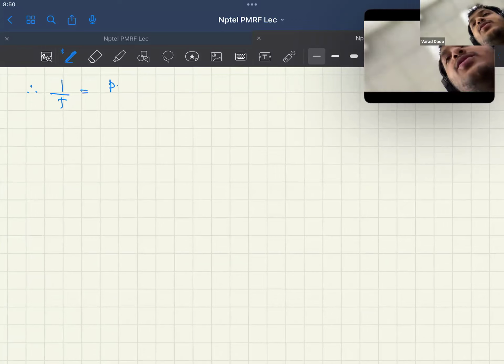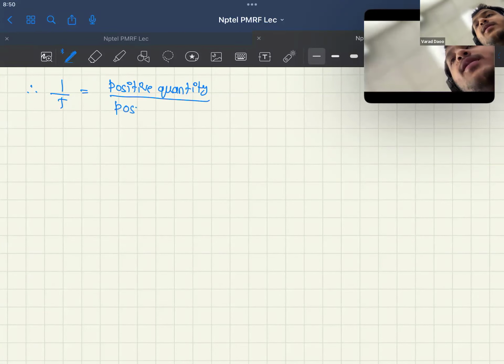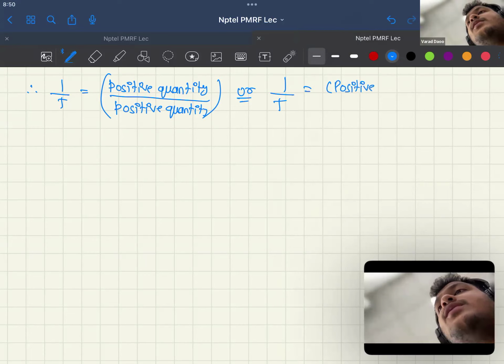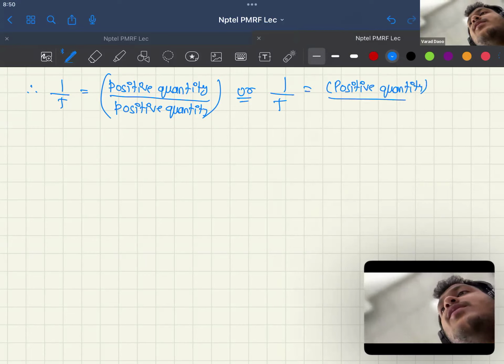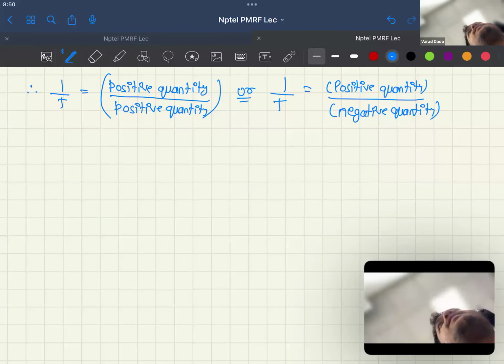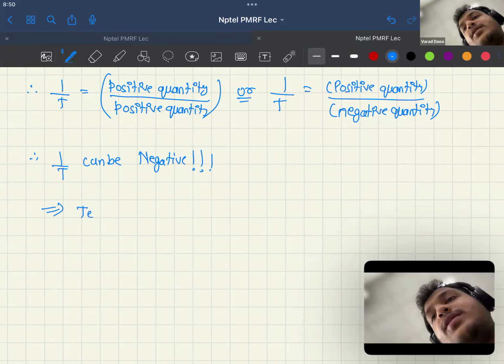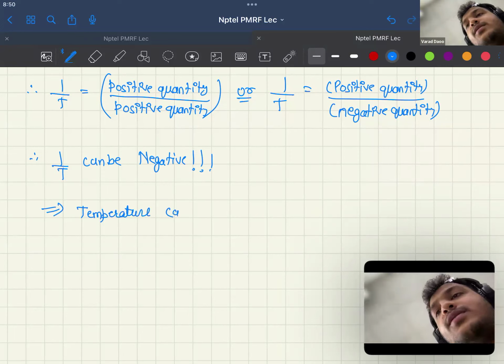Therefore, 1 by T is equal to a positive quantity divided by a positive quantity, or 1 by T can be a positive quantity divided by a negative quantity. Therefore, 1 by T can be negative, which implies temperature can be negative.